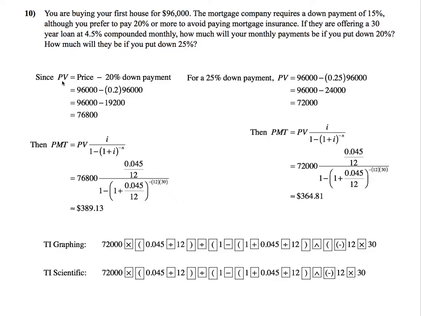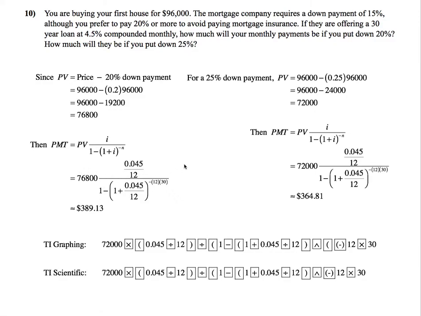So, since our present value is equal to the price minus the down payment, we find the amount of the down payment, 20% or 0.2 times 96,000, and that's going to be 19,200. I hope you've got that much scraped up before you go buying your house. You subtract that from 96,000, and so our present value is 76,800. For 25%, we multiply by 0.25, and that changes the present value to 72,000. And the calculations are both shown here.